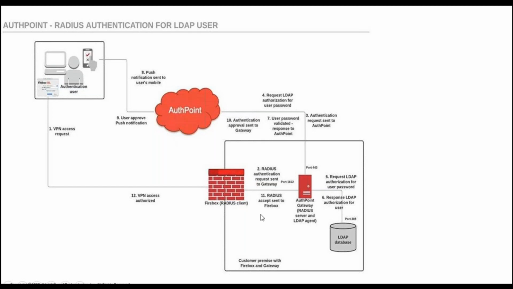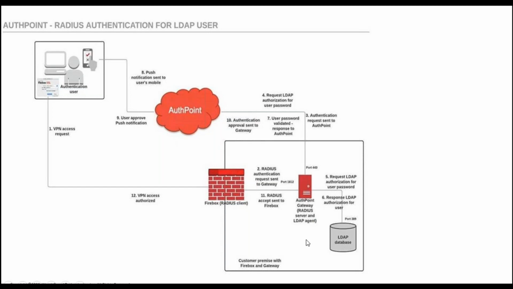So when it comes to the components here, definitely we need the firewall, and we need to install something called the AuthPoint Gateway Agent internally. That AuthPoint Gateway Agent is going to act as the RADIUS server, and the Firebox is going to be the RADIUS client. Also, the Gateway Agent is going to act as an LDAP agent, so that it's going to communicate with the LDAP database.